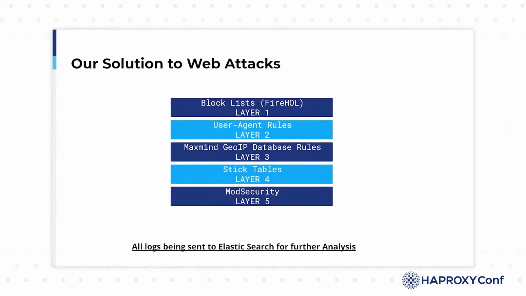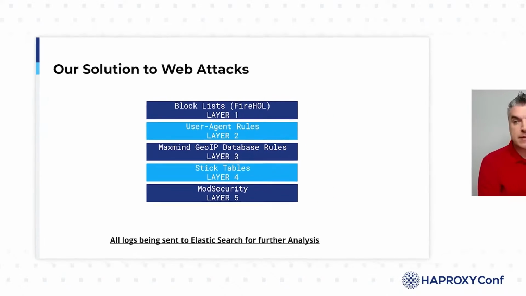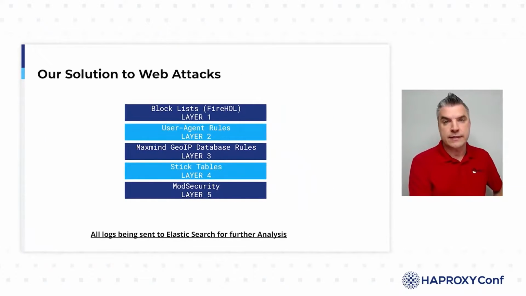The solution that I find works really well for us to help protect our websites is using a layered approach to our security, much like you do in cybersecurity. Each of these different layers protects the web server from a variety of different attacks using different modules and or different types of rules within HAProxy. I'm going to briefly go over the 5 layers real quickly, and then I'm going to dive into each layer in more depth. The first layer is your typical block list, allowing and disallowing IP addresses into your network based upon some list.